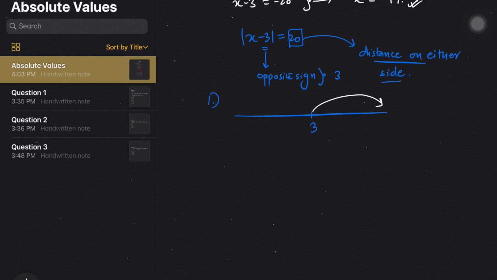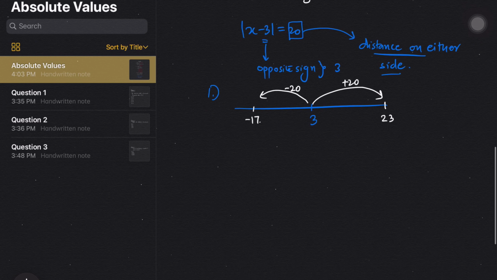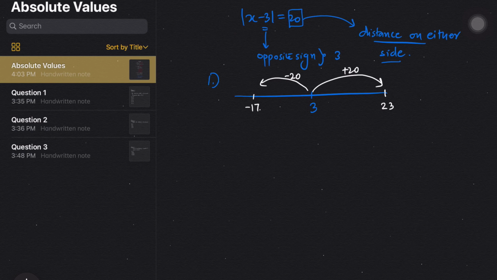So you have to go 20 units on the right hand side. That means you have to add 20 to get a value which is 23, and you have to go 20 units on the left, which means you have to subtract 20 from 3 to get the other value. This way helps in many different kinds of questions that we'll have a look at later, but for now, all you have to do is do the opposite sign of this number and then put that on a number line, and then go these many units away on either side.